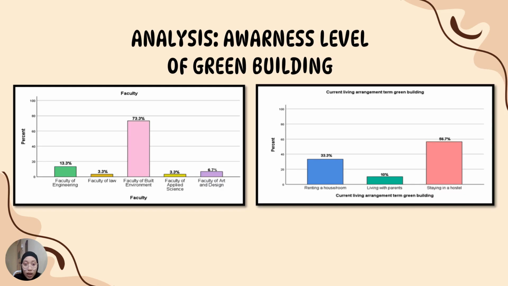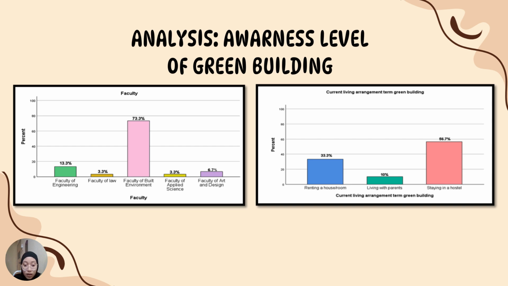Okay, now we analyze the awareness levels of green building. From the chart above, we can see that most of the students came from the Faculty of Built Environment. More than half of the respondents also stay in hostel, followed by students renting rooms or houses. So we can conclude that most respondents were senior undergraduate students with exposure to sustainability related subjects, because from the chart we can see that most of the students who answered this question are from the Faculty of Built Environment.